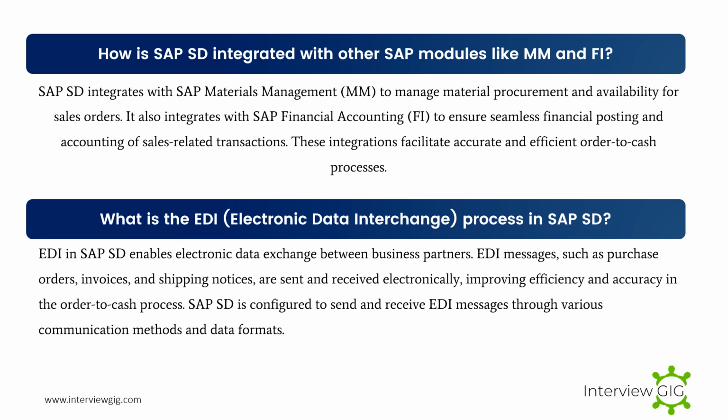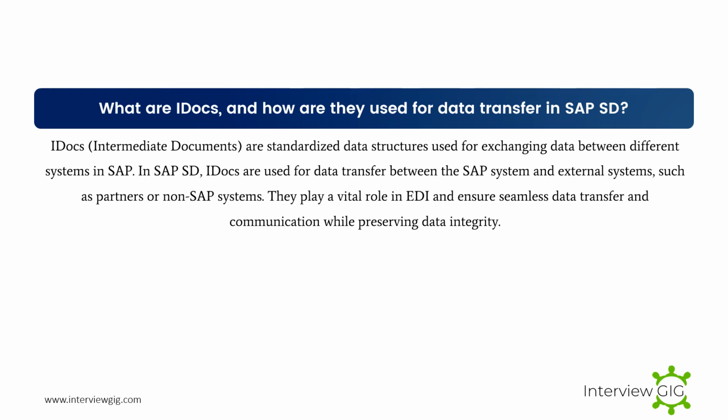What is the EDI, Electronic Data Interchange, process in SAP SD? EDI in SAP SD enables electronic data exchange between business partners. EDI messages, such as purchase orders, invoices, and shipping notices, are sent and received electronically, improving efficiency and accuracy in the order-to-cash process. SAP SD is configured to send and receive EDI messages through various communication methods and data formats.